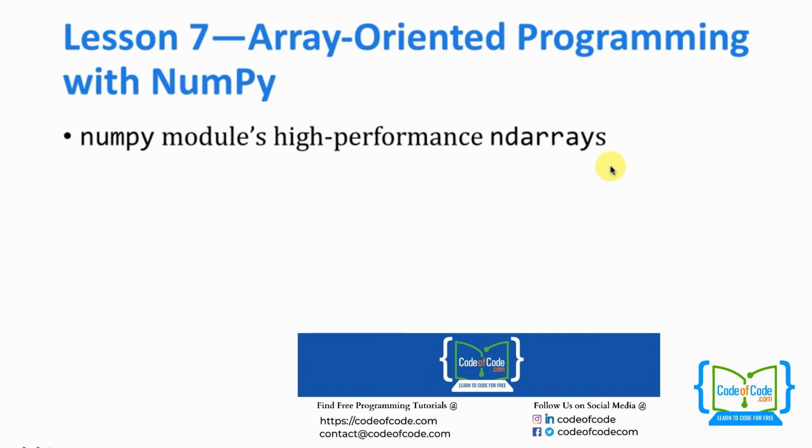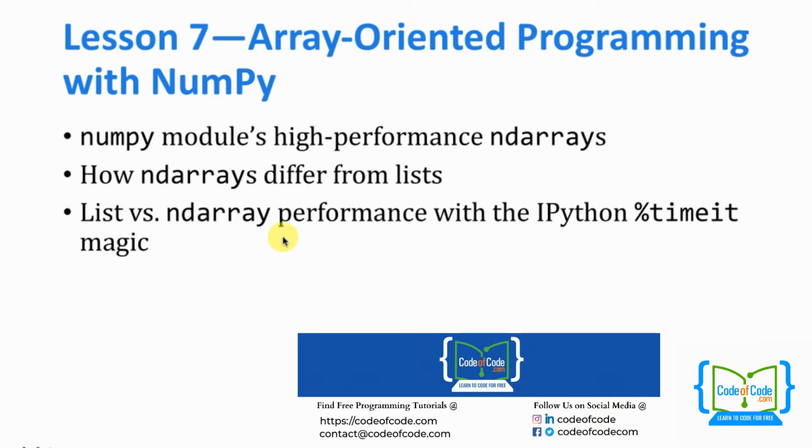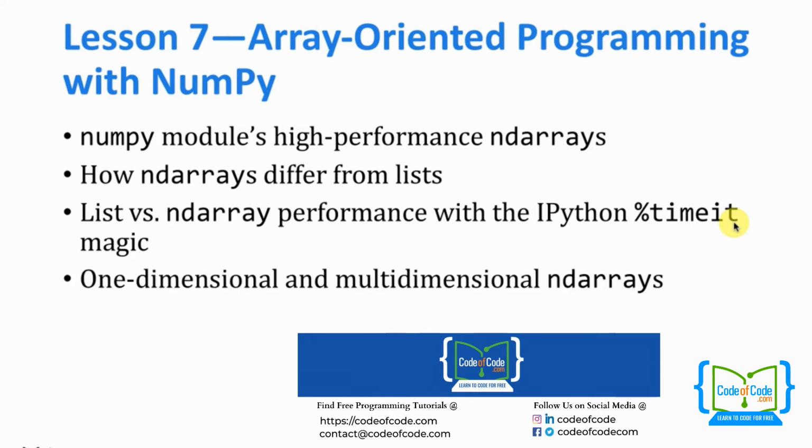These ND arrays are up to 100 times faster than the list data structure that's built into the Python language itself. So in this lesson we'll talk a bit about how ND arrays differ from lists. We're also going to compare their performance so that you can actually see up to the 2 orders of magnitude difference in performance. To do that, we're going to introduce something in IPython that's known as a magic, which is an IPython specific command. In this case, the timeIt command, which is going to enable us to time the performance of a statement as it executes. We'll show you both one-dimensional and multi-dimensional ND arrays.